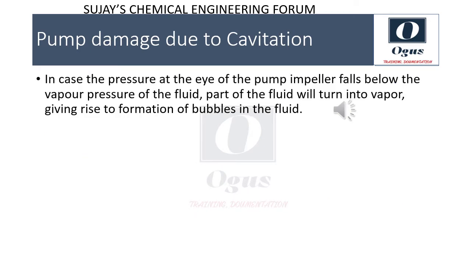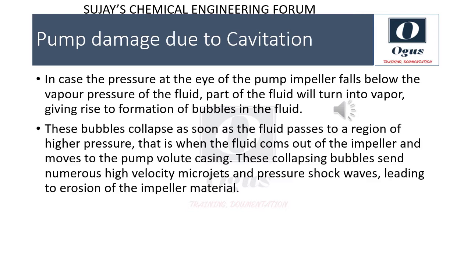In case the pressure at the eye of the pump impeller falls below the vapor pressure of the fluid, part of the fluid will turn into vapor, giving rise to formation of bubbles in the fluid. These bubbles collapse as soon as the fluid passes to a region of higher pressure, that is when the fluid comes out of the impeller and moves to the pump volute casing. These collapsing bubbles send numerous high-velocity microjets and pressure shock waves, leading to erosion of the impeller material. Cavitation also leads to high vibration that damages the pump components, the most vulnerable part being the pump seal.